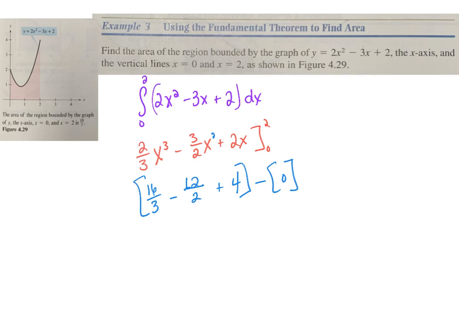And then you can either get a common denominator here, or you can just do a mixed number, however you like to do it. It doesn't matter to me, but this is going to be 6, right? So it's going to be 16 thirds minus 6 thirds. So we're going to get 10 thirds there.